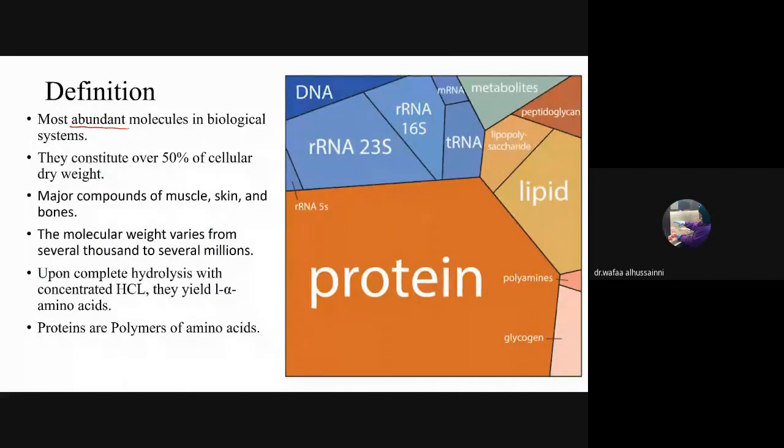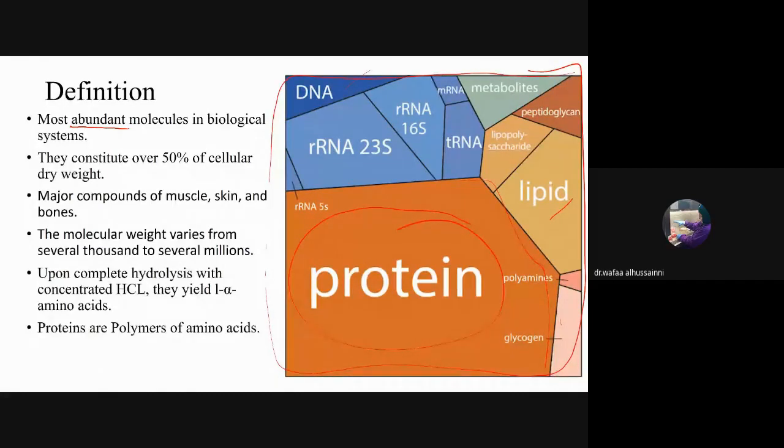Let's suppose this is a cell and this is its dry weight. يعني there are no liquids in it. If you see, these are the different components of the cell. There are lipids, there are polyamines, glycogen, types of RNA, DNA, metabolites, and then there are proteins. And you can see the proteins take almost 50% of the cellular weight.